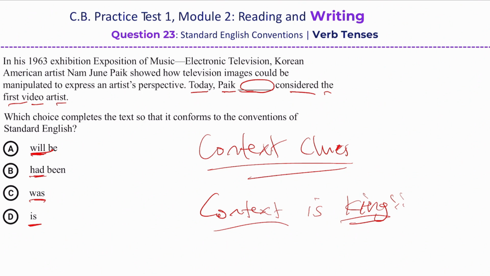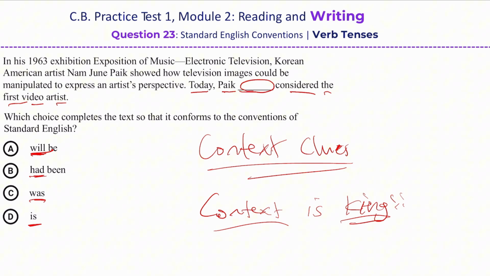So Paik will be considered the first video artist. Okay, read to the end of the sentence, you guys. Make sure that you do, right? Now, again, because you know you're being tested on verb tenses, you can look for those context clues. Looking at the context clue today, we're referring to the present tense. I know that the future tense doesn't work.